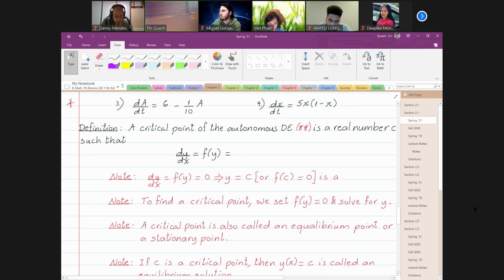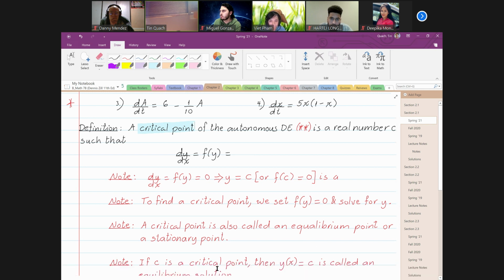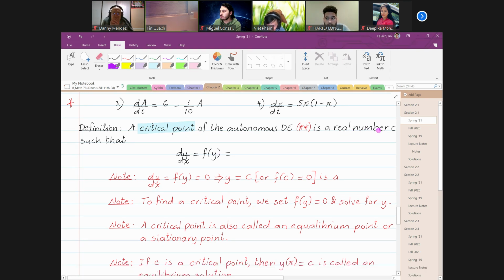Okay, now let's talk about a critical point. This is different from critical points that you learned in calculus 1. So what is a critical point in this case? Here's a critical point of the autonomous differential equation. A critical point of this one is a real number c such that this autonomous equation is equal to 0. That's what it means. So if you have an autonomous differential equation and you want to find a critical point, you just set it equal to 0 and solve. When you set it equal to 0 and solve, basically you're finding out when y is equal to 0. That's all.